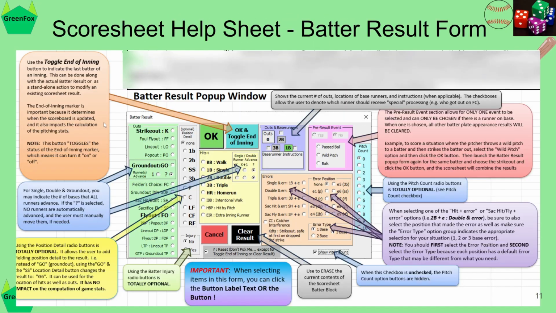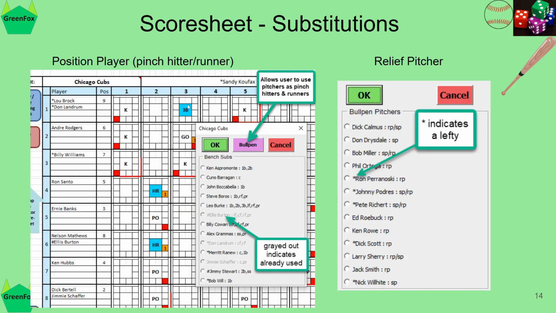So when you do those things, that's when you get the substitution form or substitution pop-up window. Here you can see this is showing this for the Chicago Cubs, and it would list every player that's on the roster that's not currently in the game. If they weren't a starter but have already been brought into the game in the lineup, like Don Landrum and Ellis Burton, you can see here they're grayed out so that you can't choose them because they've already been brought into the game.